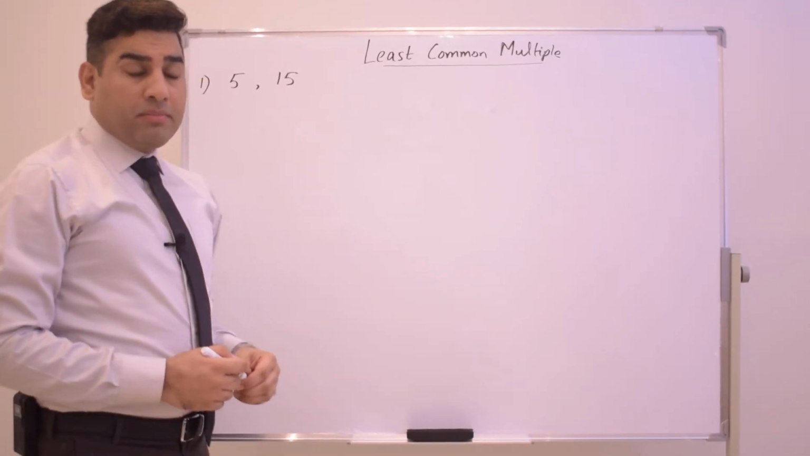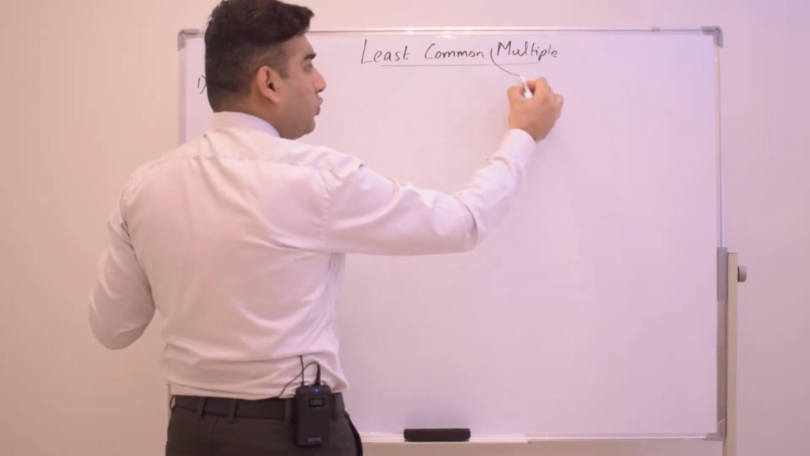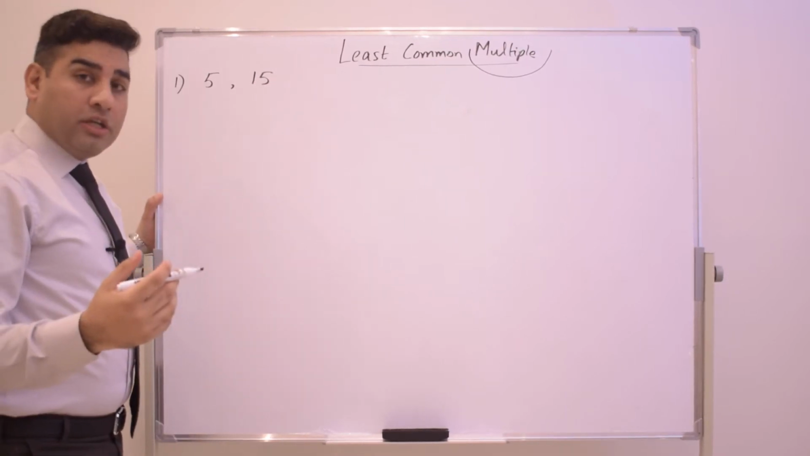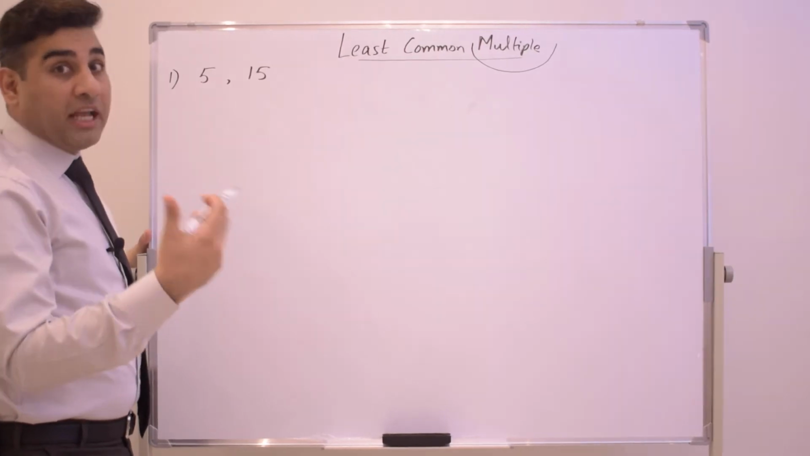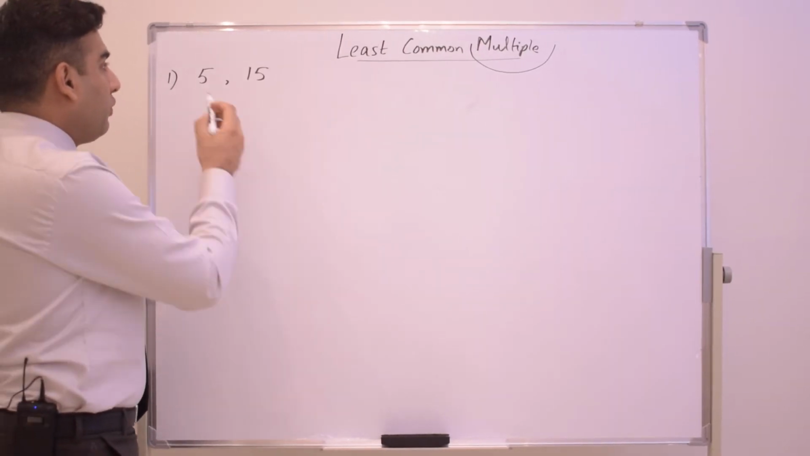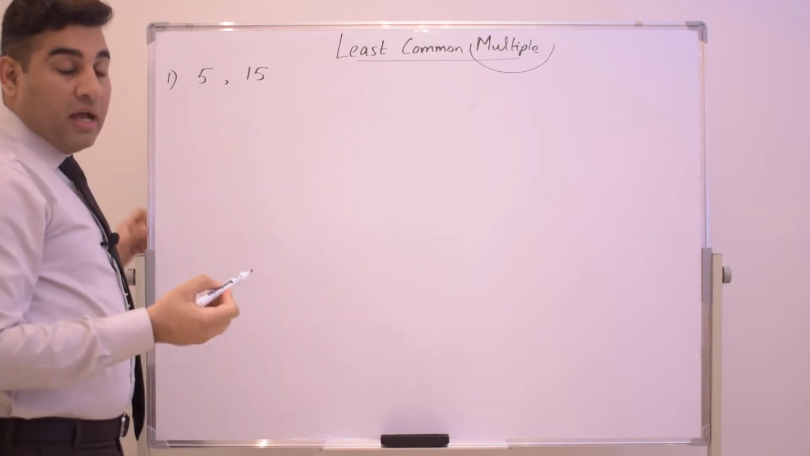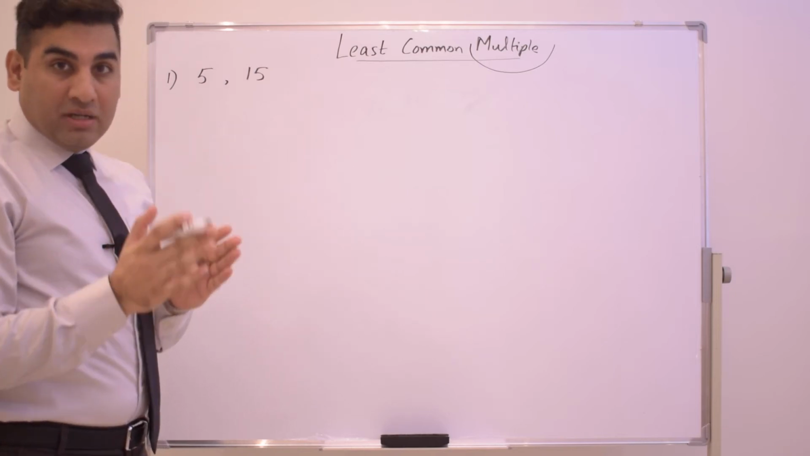Guys, least common multiple we will find out, but before we focus on this word, what is a multiple? Multiples are actually those numbers which come after the multiplication of two numbers. So we have two given numbers, 5 and 15, and I have to find out the least common multiple.